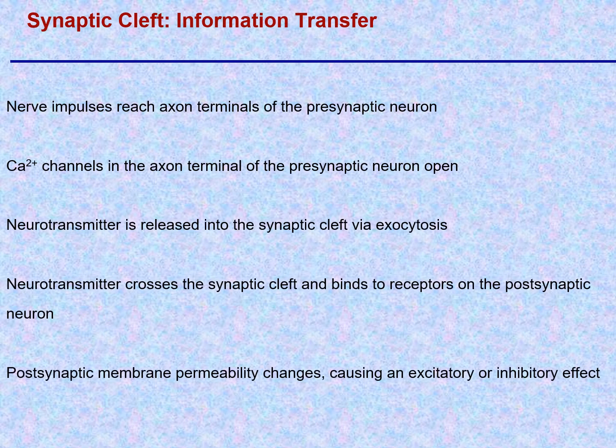Nerve impulses arriving at the axon terminals and calcium channels opening in the presynaptic neuron, and neurotransmitter gets released into the synaptic cleft by a process called exocytosis. And you get diffusion of the neurotransmitter across the cleft, binding to specific receptors on the postsynaptic neuron, and then those receptors act as channels so that permeability will change and ions can move across. Now, channels are very specific.